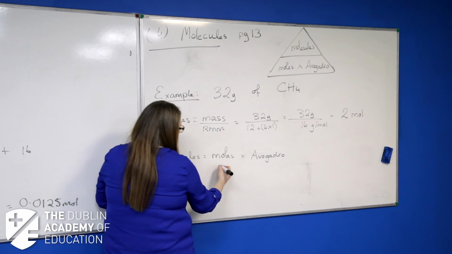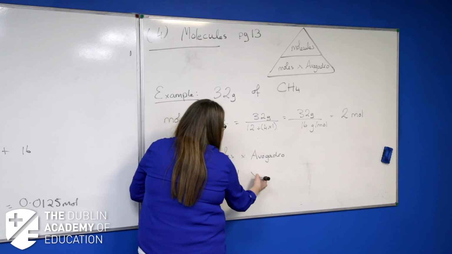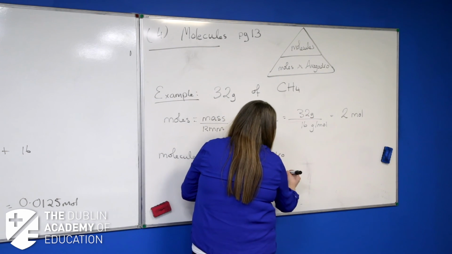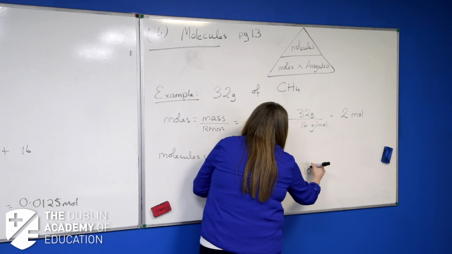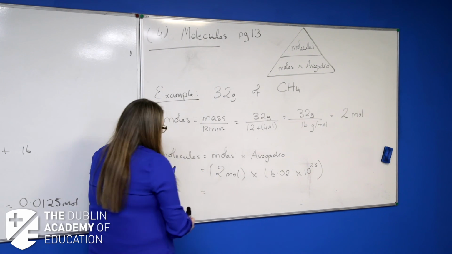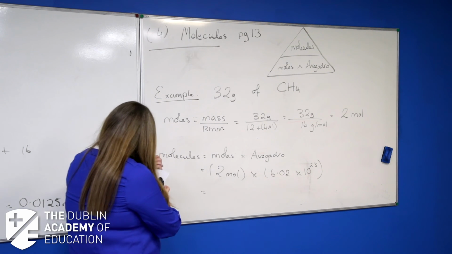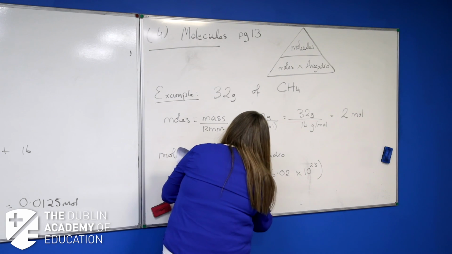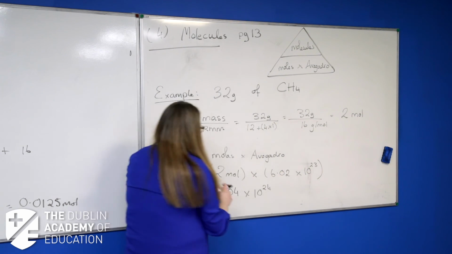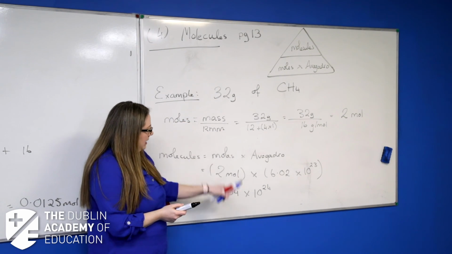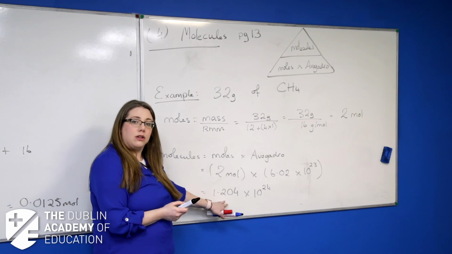So moles we worked out is 2. And then Avogadro we get from the log table, so 6.02 by 10 to the power of 23. And that's going to give me, I don't do this in my head, 1.204 by 10 to the 24 molecules. So in 32 grams of methane, that's how many molecules of methane there are.